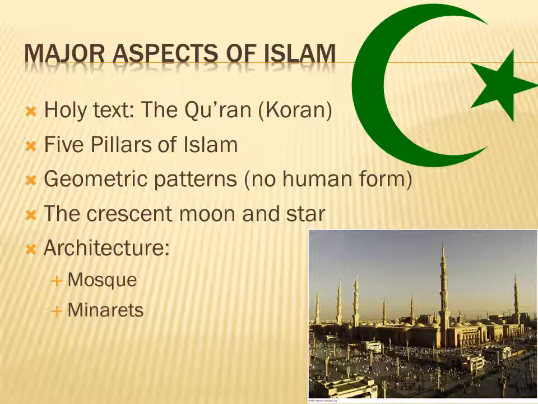Another major element of Islam are the 5 pillars, in much the same way that we had the 4 noble truths and the Eightfold Path with Buddhism, the 7 sacraments with Christianity. For Islam, we have the 5 pillars. So here are the 5 pillars of Islam.